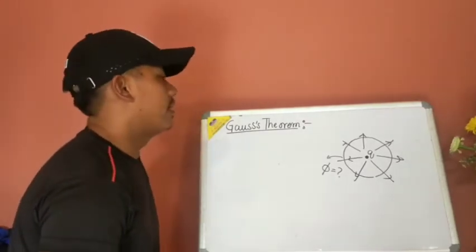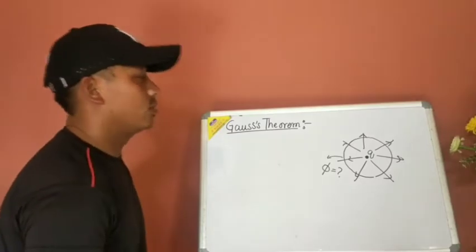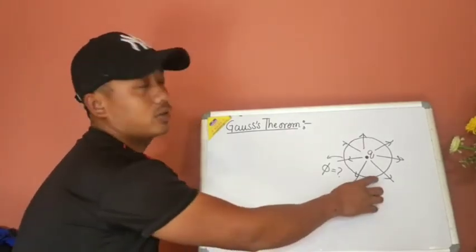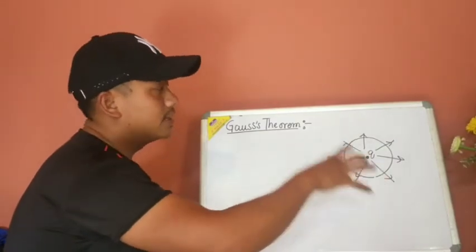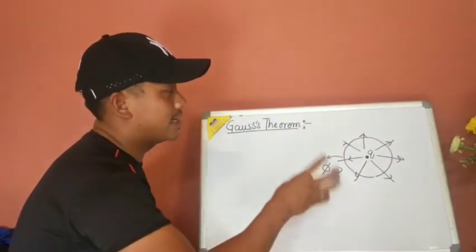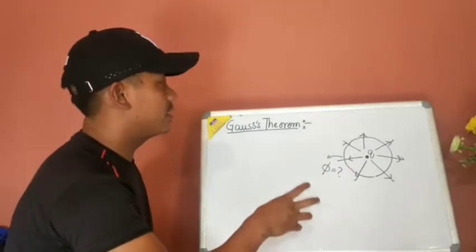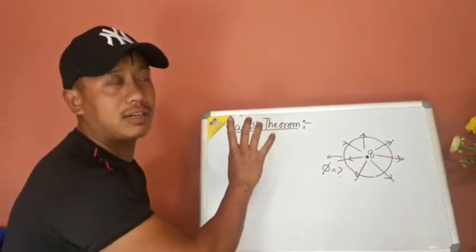Electric flux is the total number of electric field lines passing through this surface. That is what is going to be given by this Gauss theorem in electrostatics.